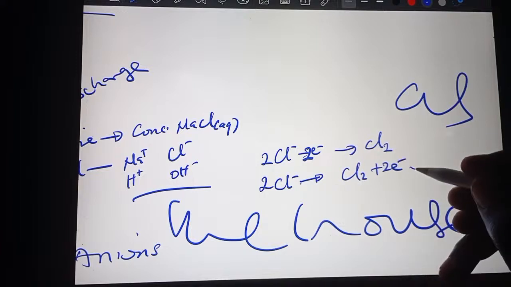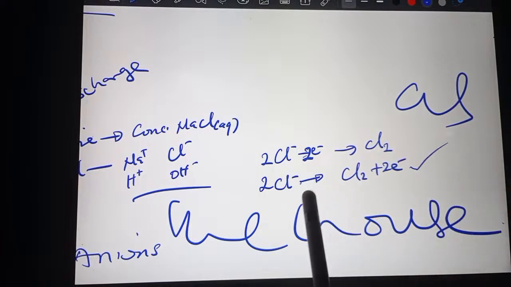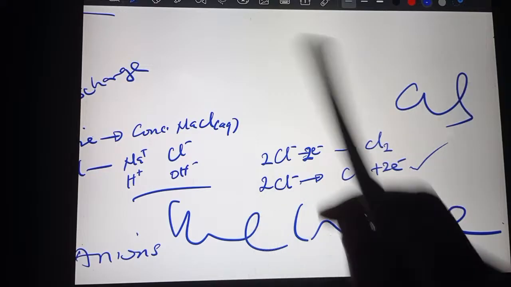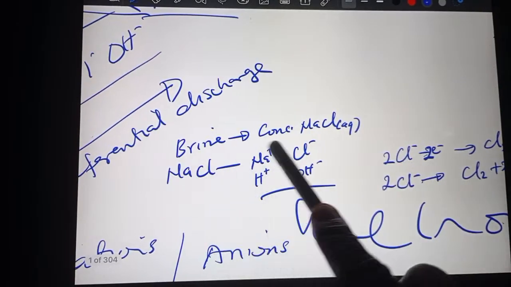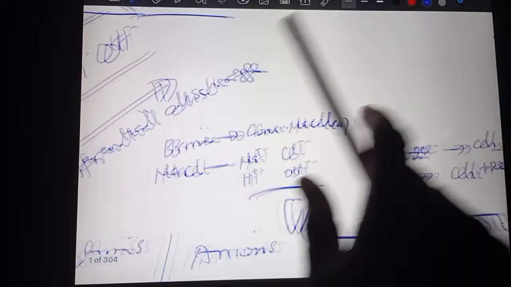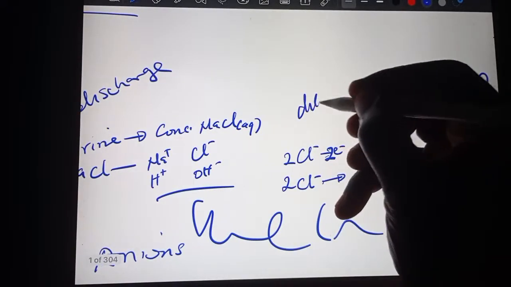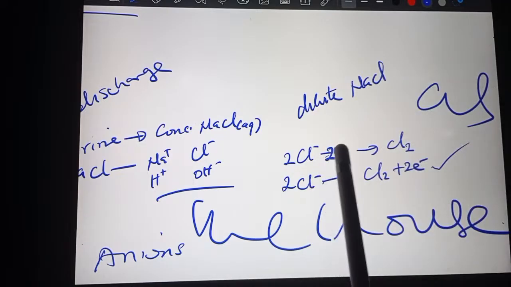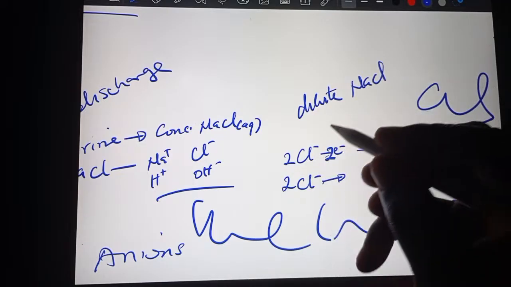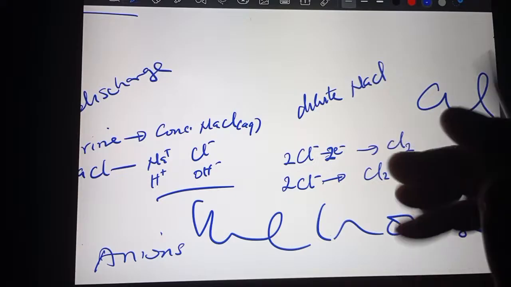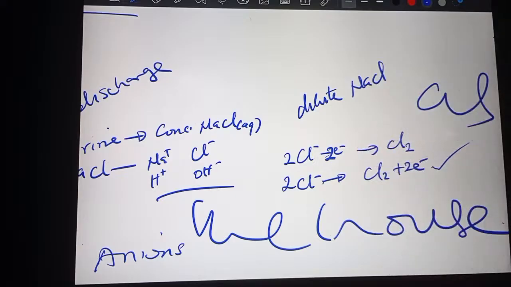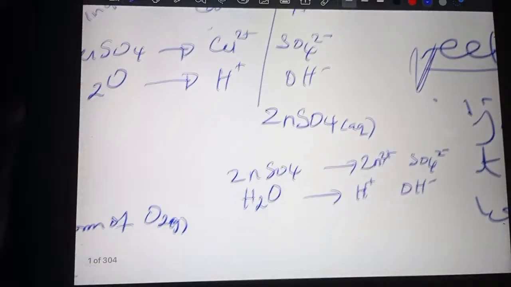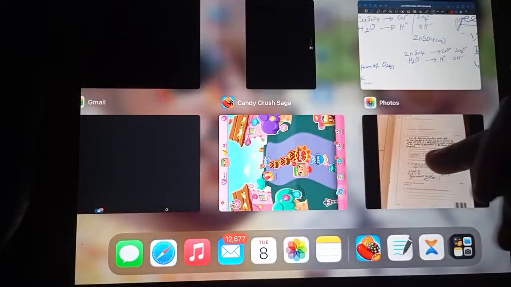So this is the equation at the anode during the electrolysis of brine. What did I say brine is? Brine is concentrated sodium chloride. But during the electrolysis of dilute sodium chloride, at the anode, what is discharged is oxygen gas. That is from the hydroxide ion. That is it. So let's take some questions from the past questions we have.